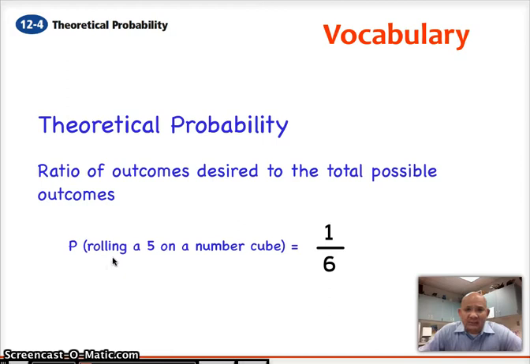What's the probability of a 5 being rolled on a number cube? Well, we would assume that it's going to be 1 out of 6. One outcome desired out of a total 6 possible outcomes. So that's the difference between theoretical probability and experimental probability. Experimental, based upon data. Theoretical, based upon what we think will happen based upon our knowledge of the potential outcomes.